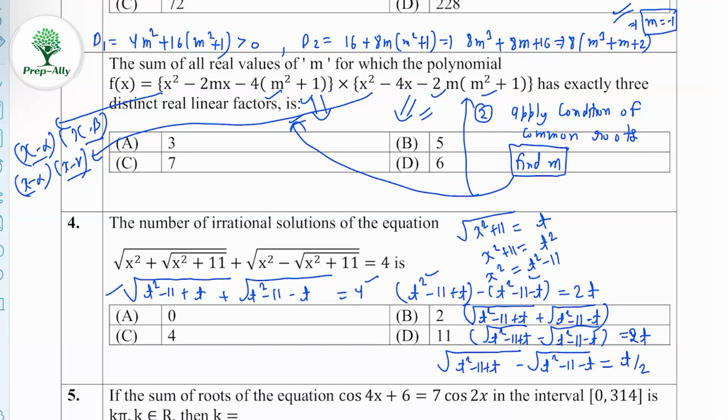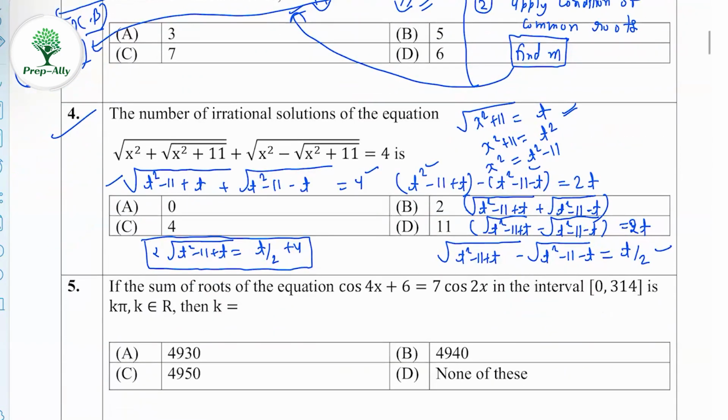Now add these two equations. So when you add these two equations, what will happen? Root of t square minus 11 minus t will get cancelled. So I'll get 2 root of t square minus 11 plus t is equal to t by 2 plus 4. Now square on both sides, you will get a quadratic in t. Solve the quadratic in t. So you will get root of x square plus 11. So with that, you can find out the number of irrational solutions. Okay.